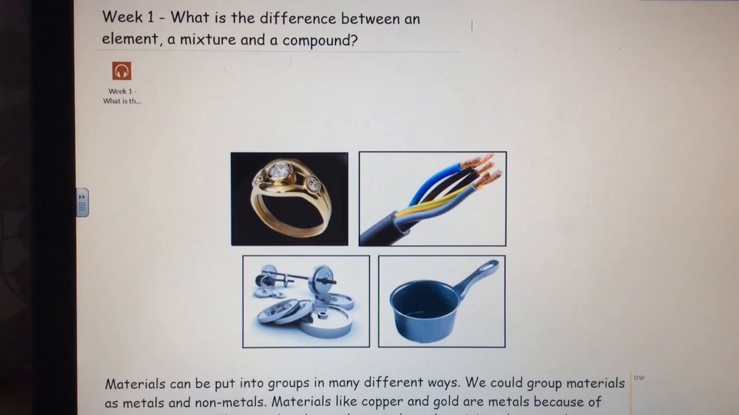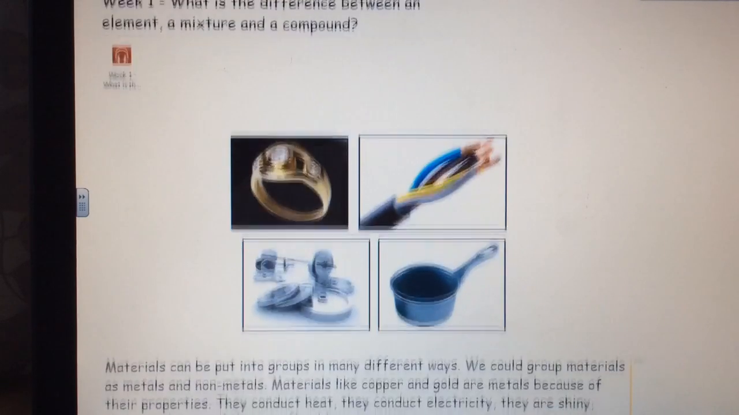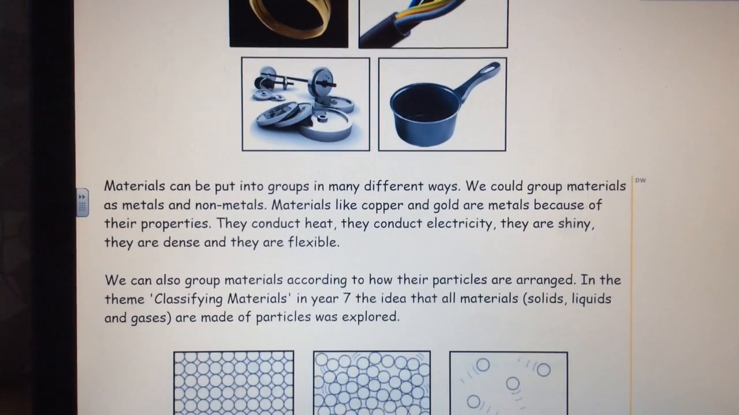Materials can be put into groups in many different ways. We could group materials as metals and non-metals. Materials like copper and gold are metals because of their properties. They conduct heat, they conduct electricity, they are shiny, they are dense, and they are flexible.